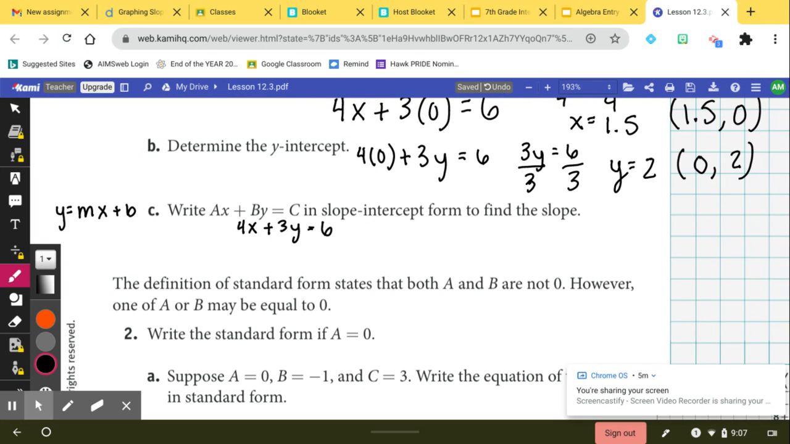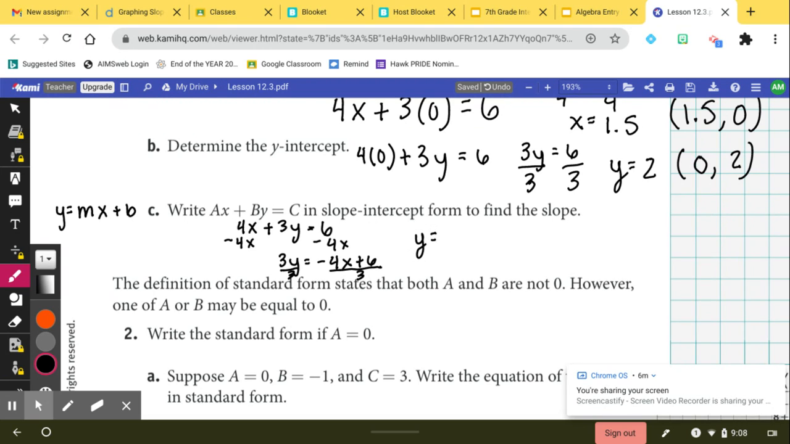I'm going to want to move the x term to the other side of the equation. So I'm going to subtract 4x, subtract 4x. So we get 3y is equal to negative 4x plus 6. And then we're going to need to divide everything by 3. So 3 divided by 3 is 1, so we're dealing with 1y.